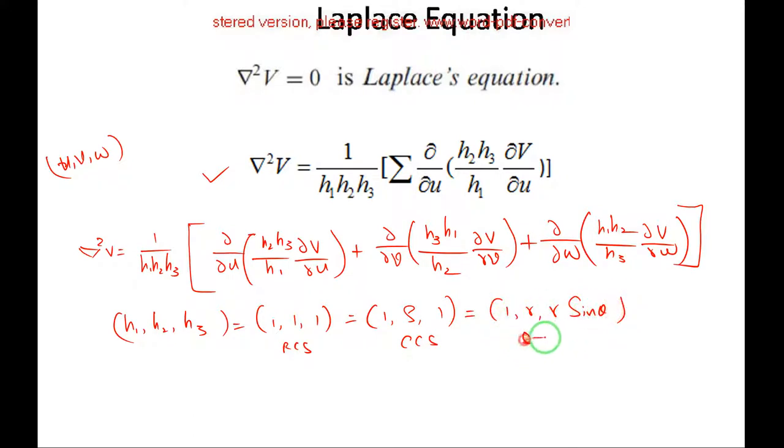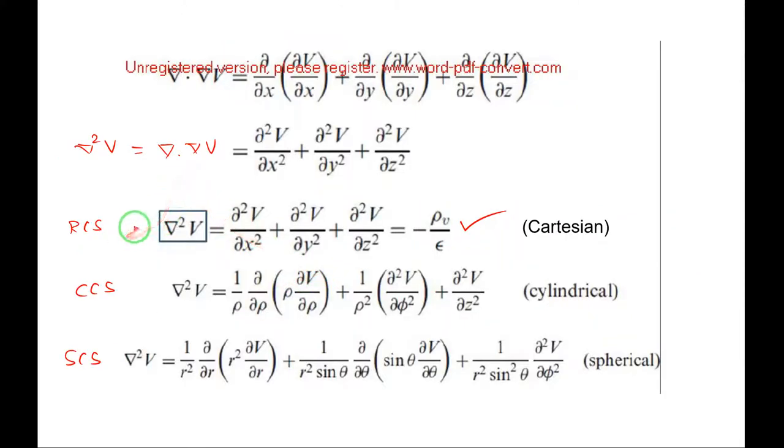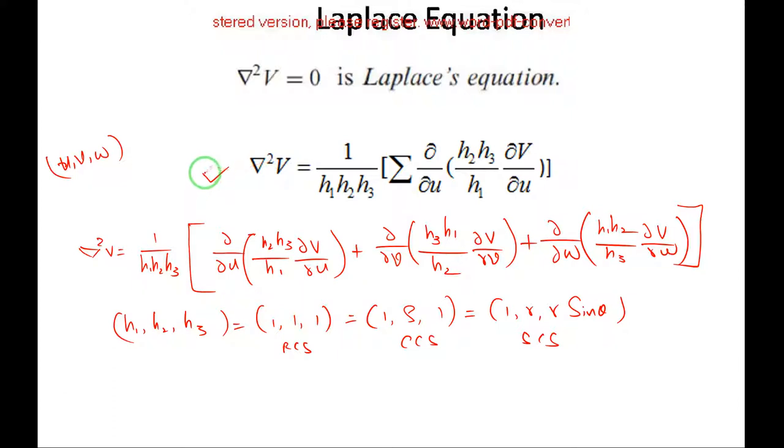You know this, so just substitute the values of h1, h2, h3 and you will get the formula in the rectangular, cylindrical and spherical coordinate systems. For divergence, I have shown it there. In the same way, you will get these formulas. If you are good at remembering, you can remember these formulas directly, or else you can make use of the general equation to write the formula. I hope you came to know how to write the del square V formula in different coordinate systems.